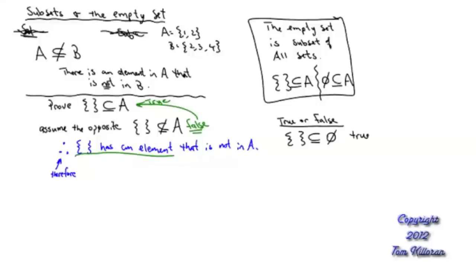All right, how about this one? False. Why is it false? Because it doesn't have the equal thing on it. Because they are equal, this one is definitely false. Remember what I said about false: you have to explain. This is false because the sets are equal. They're exactly the same thing.